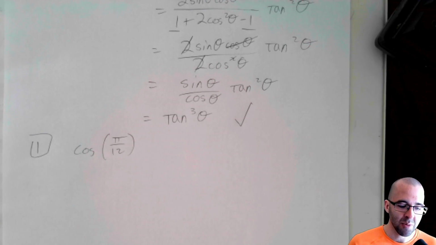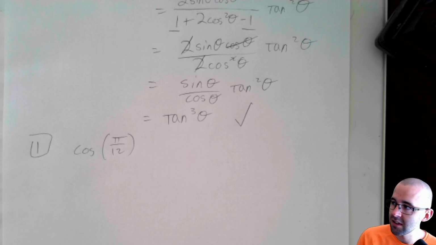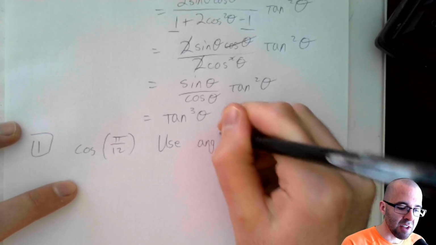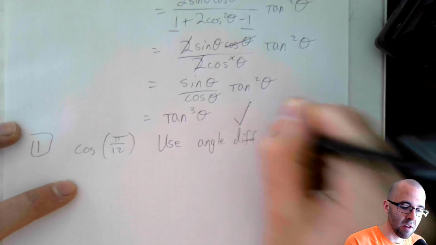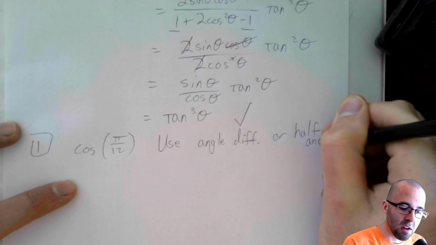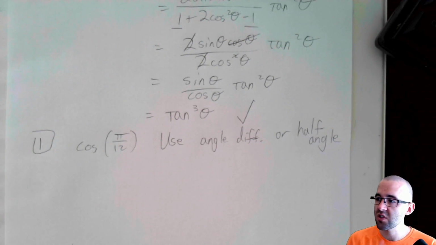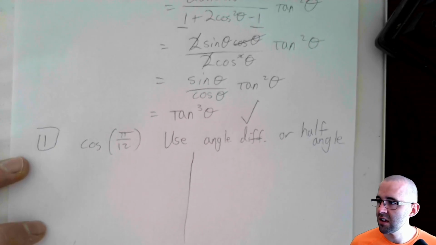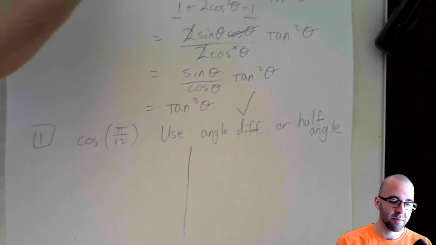The problem is it's in 9.2, so they want you to use angle difference. You can use either: angle difference or half angle. So I'm going to show you the start of both methods, and we're not going to finish it unless people really want to see the end.